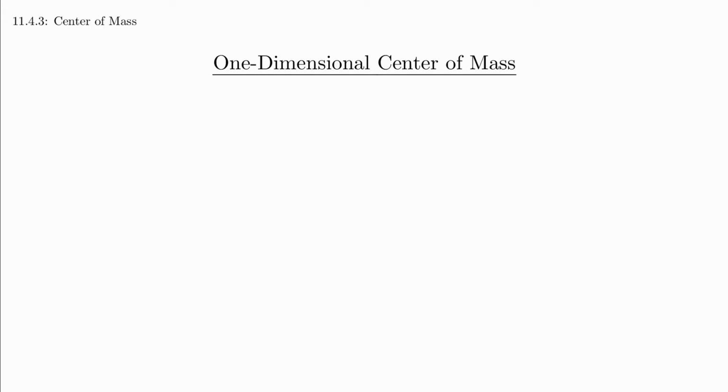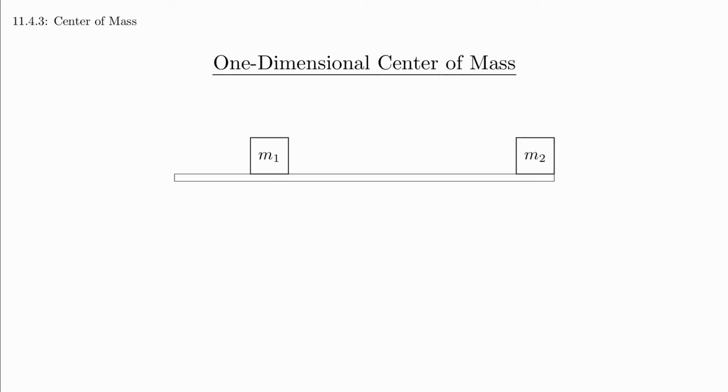In order to develop the formula for the center of mass, we will start with balancing two objects along a massless one-dimensional bar. The two objects have different masses and are located at different positions. In order to talk about these positions, we're going to introduce a coordinate system. How do we find the balance point? Let's call the balance point x bar, and we can intuitively see that it's somewhere between the masses.